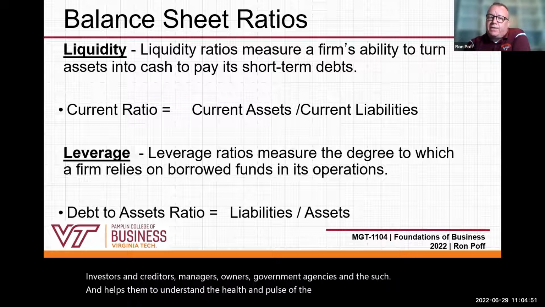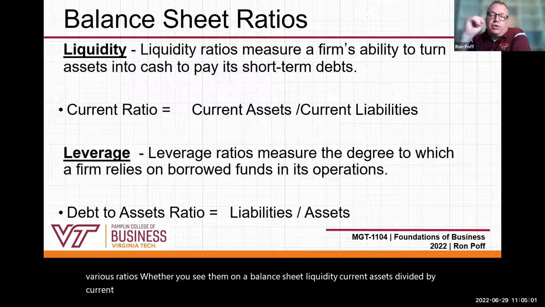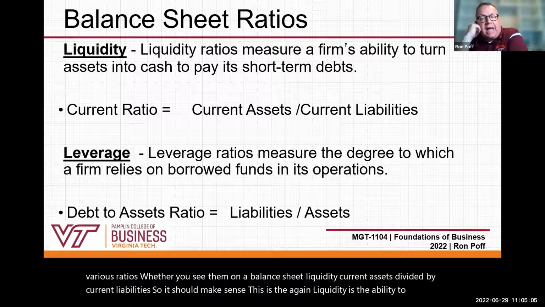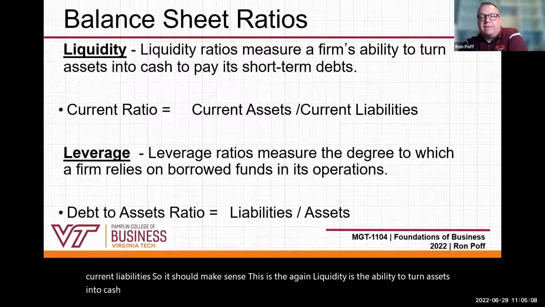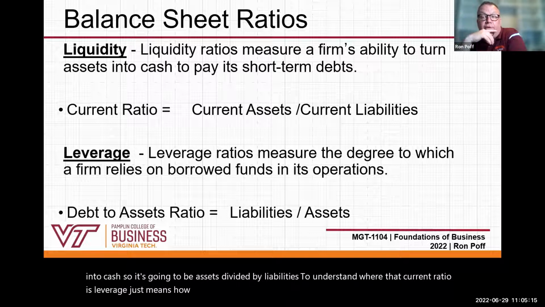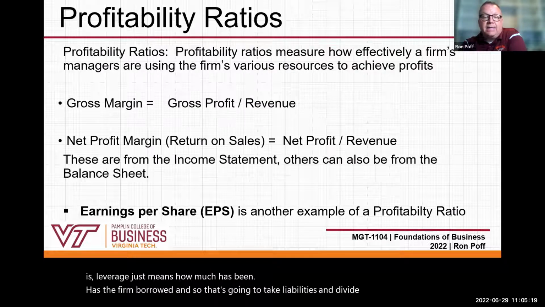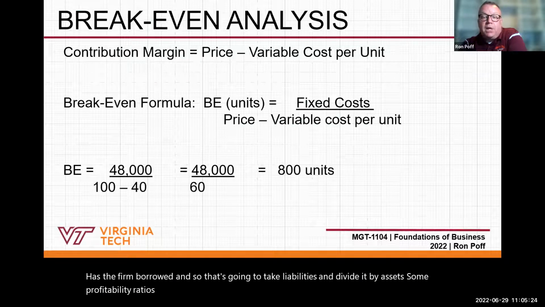Just understand the various ratios, whether you see them on a balance sheet, like liquidity, current assets divided by current liabilities. So it should make sense. This is again, liquidity is the ability to turn assets into cash. So, it's going to be assets divided by liabilities to understand where that current ratio is. Leverage just means how much has the firm borrowed. And so that's going to take liabilities and divide it by assets. Some profitability ratios, including earnings per share.